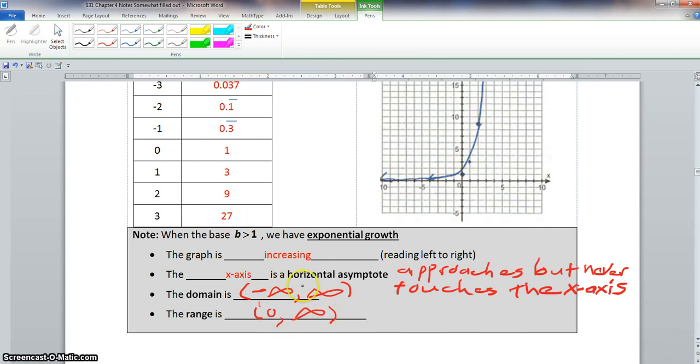Now, just to clarify something here, when we do the domain, we look at the left side values, and we also look at the right side values.